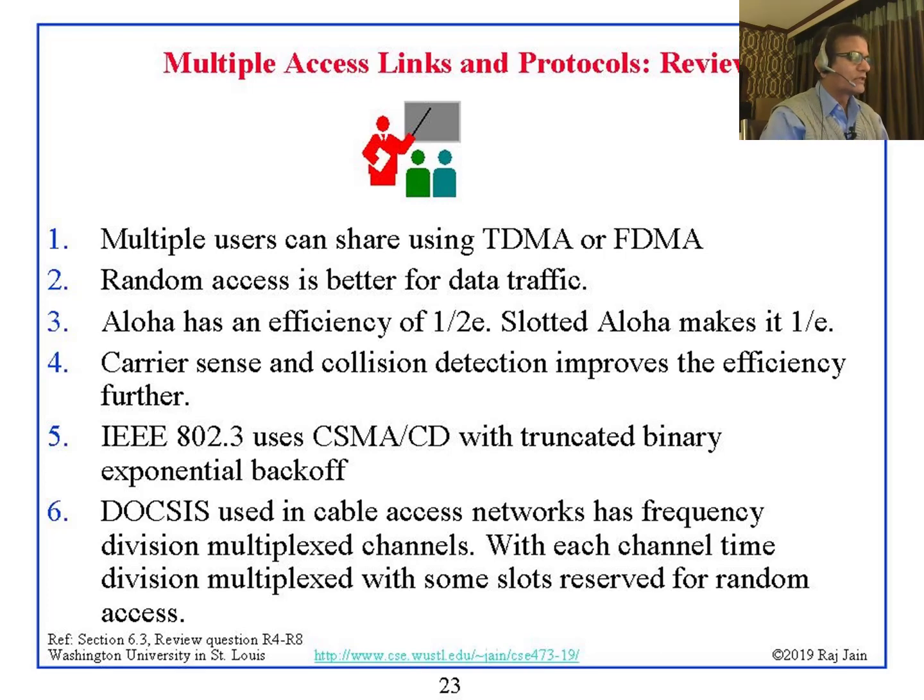Then DOCSIS. Okay, so the DOCSIS word is the word used for cable modem standard, and it is used in the cable access network, and it has frequency division multiplexed channels, and each channel is then time division multiplexed as well. And it is centrally controlled, the allocation is centrally controlled, but you can use random access to make a request. So when you want to get some data, some channel assigned, you make a random access.